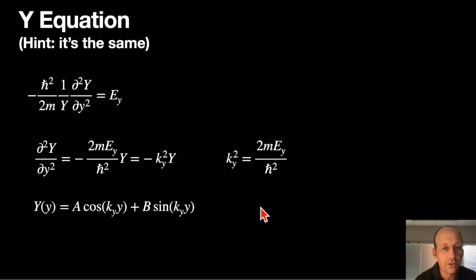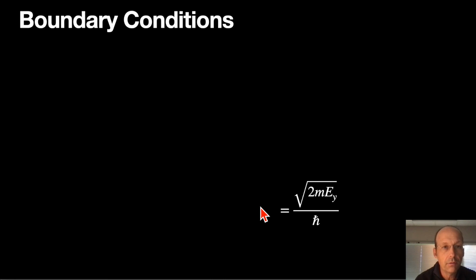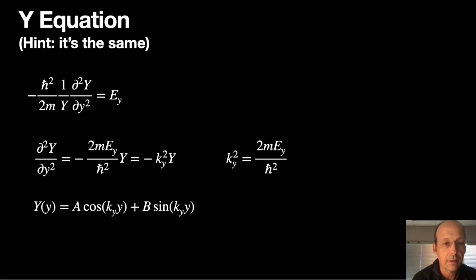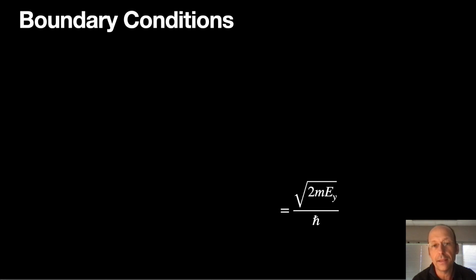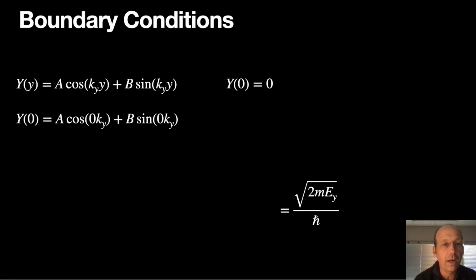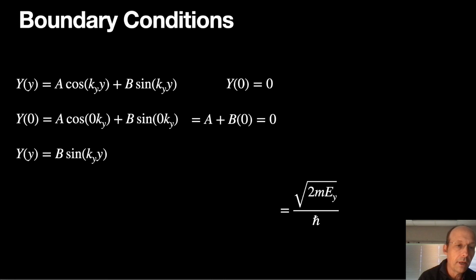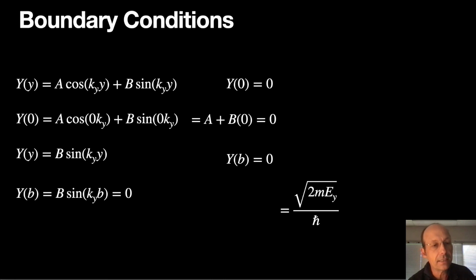Using the boundary condition for y equals 0. Plug in y equals 0. I get a is equal to 0. Plug in the other condition, y of b is equal to 0. That would mean that b sine kyb is equal to 0, and I'm using b again, which is a bad idea, but it doesn't really matter. So there's the part that I want.